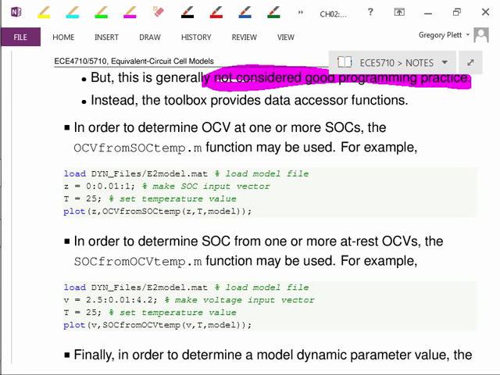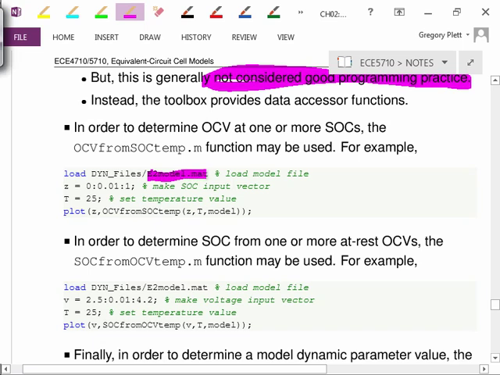So for example, you could load the e2model.mat file again from whatever directory or folder you stored it in. You say, well, I want to know the voltage at every SOC between 0% and 100% in increments of 1%. Well, the SOC variable is not in percent, it's a fraction, so I say z equals 0:0.01:1. So that goes from 0 to 1 in increments of 0.01. That's the SOC input vector to the function. I say my desired temperature might be 25 degrees Celsius, and then I can plot z.